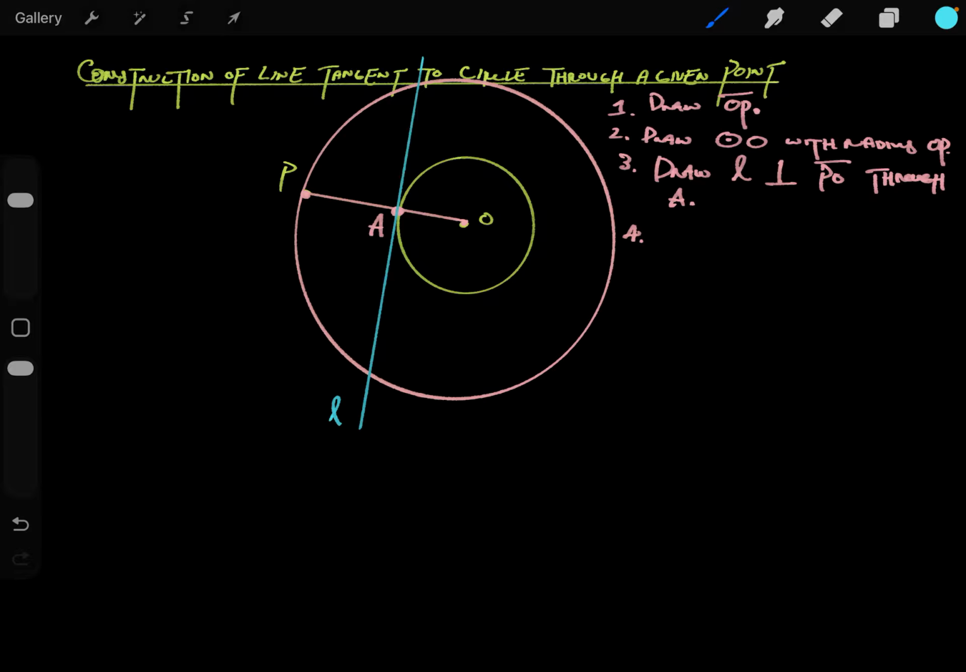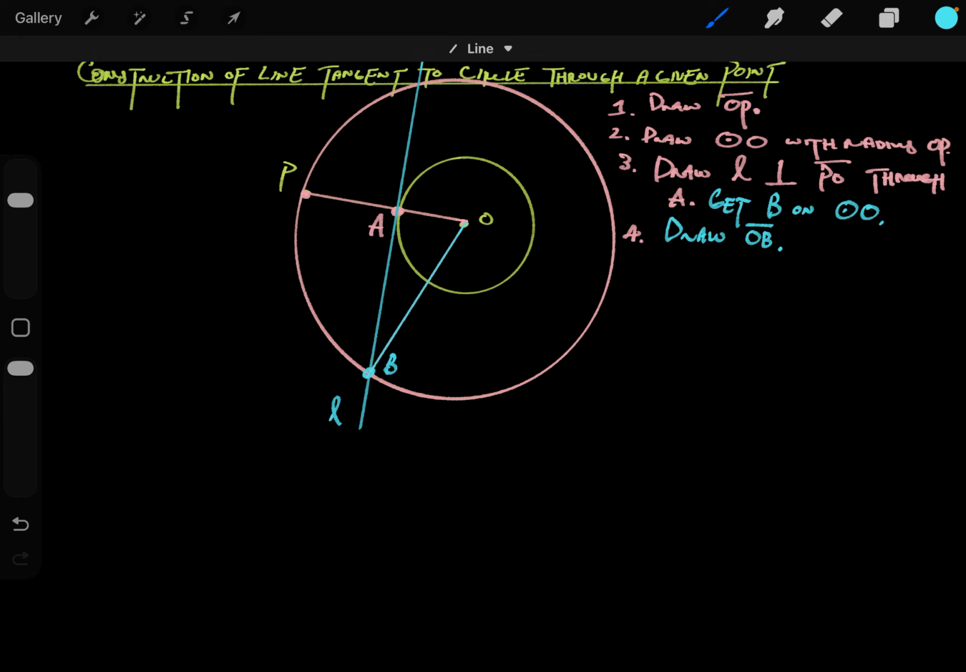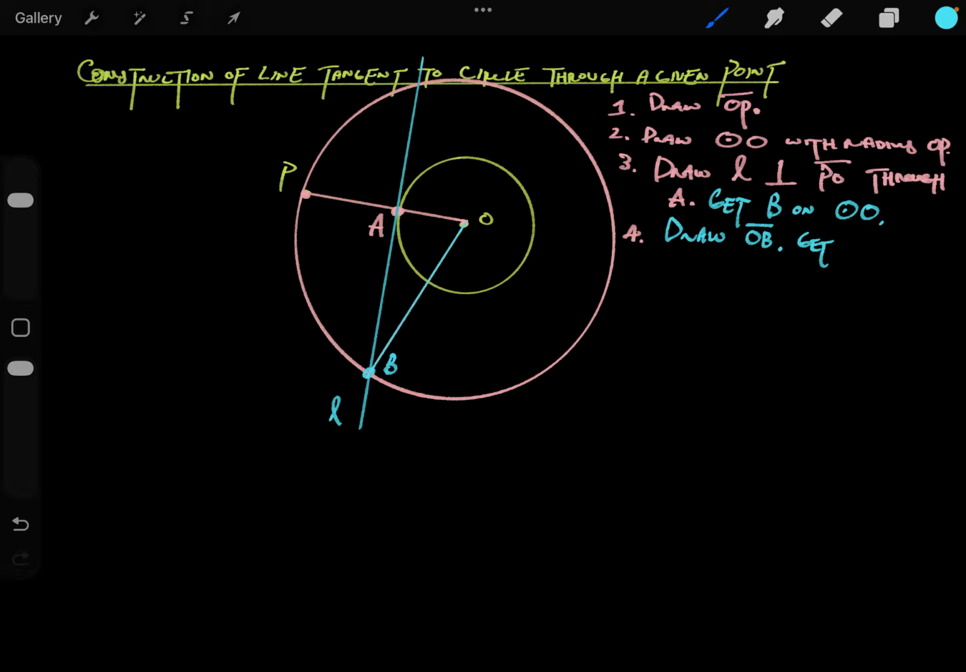Okay. And once we do that, we're going to get, let's say, point B. Get B on the larger circle O. All right. And once you have that, draw OB. So you draw OB. And then you're going to get C. So where's C? C is right here.